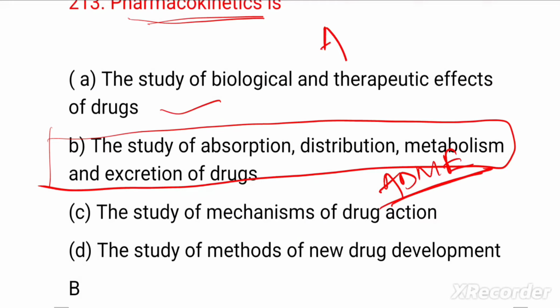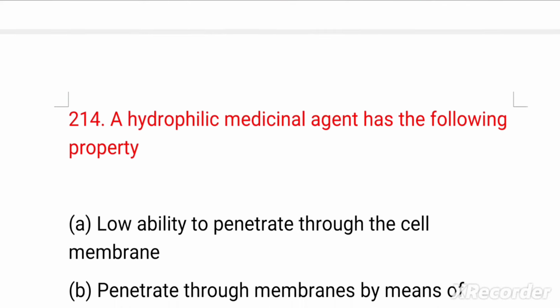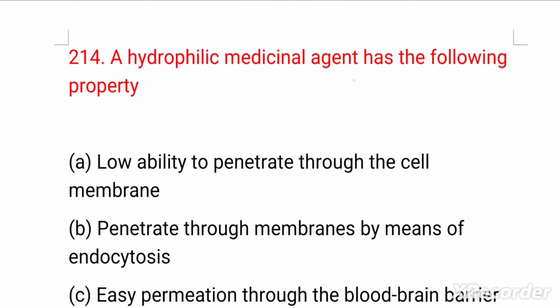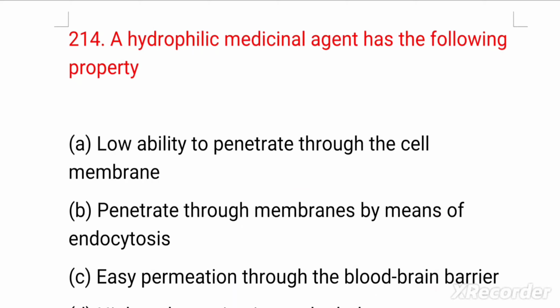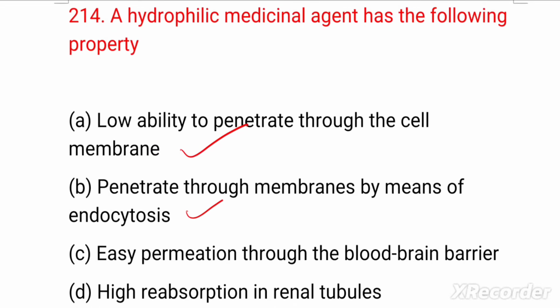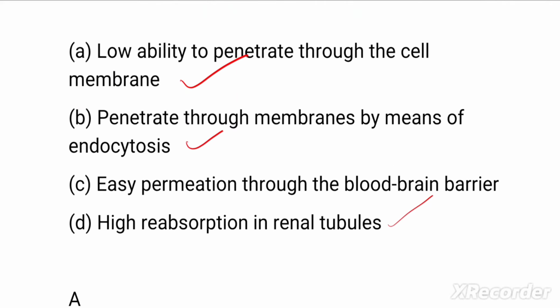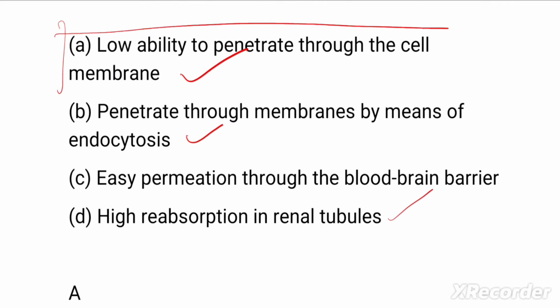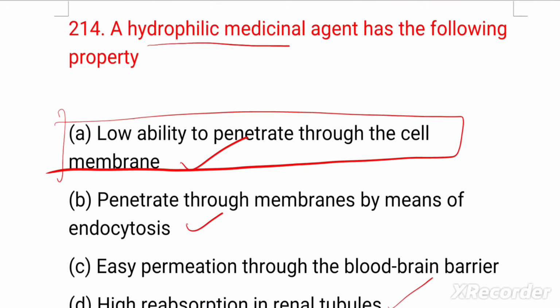Pharmacokinetics means ADME. Very easy to remember. Next question, a hydrophilic medicinal agent has the following property. Options are low ability to penetrate through the cell membrane, penetrate through membranes by means of endocytosis, easy permeation through the blood-brain barrier, high reabsorption in renal tubules. Answer is A, low ability to penetrate through the cell membrane. A hydrophilic medicinal agent has low ability to penetrate through the cell membrane.